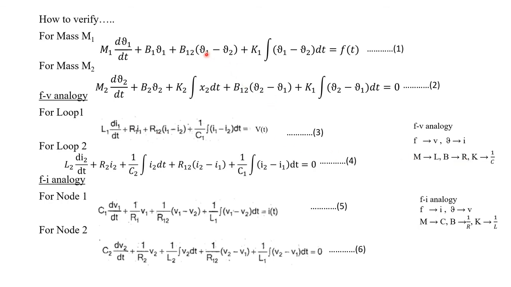Now V1 minus V2, correspondingly here we have I1 minus I2. Then K1 is equated to 1 by C1, because K is equated to 1 by C. Then the integral: here also we have an integral, V1 minus V2 will be I1 minus I2 dt. F of t here will be V of t because F is equated to V. Similarly, if you are considering mass 2, we can compare equation number 2 as well as equation 4.